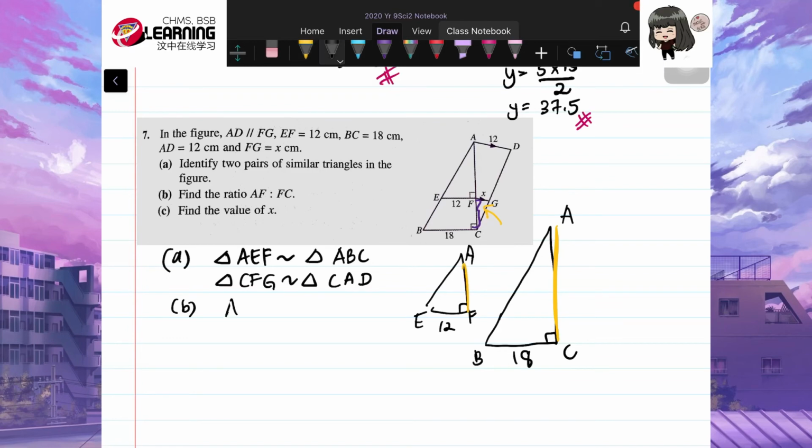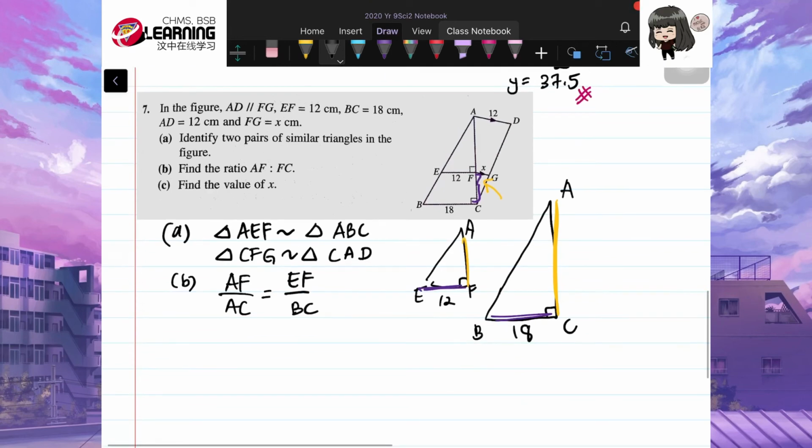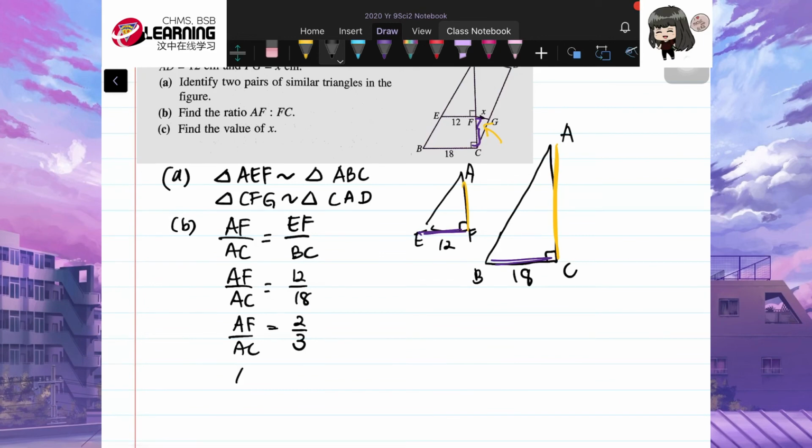So the ratio of AF over AC is also equal to the yellow one with the purple one, which is EF over BC. AF and AC we are not given. AF to AC is equal to 12 over 18. After you simplify, you will get 2 over 3. So AF to AC is 2 over 3. You can also write in this form, AF to AC is equal to 2 to 3. Or in this way also the same. But now the question is asking for AF to FC.